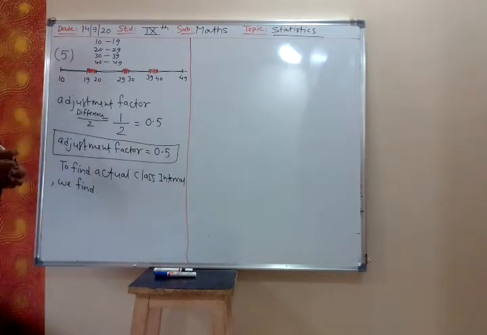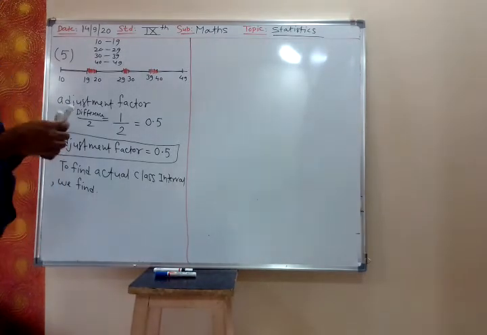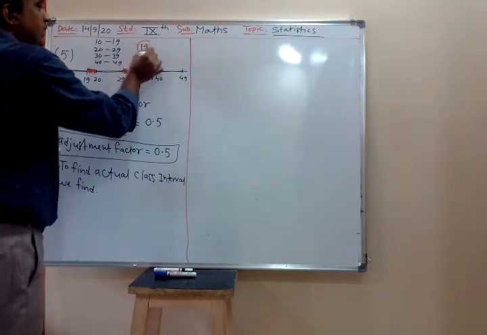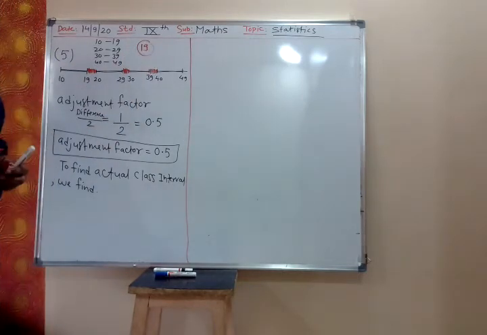Is it clear? Now, why do we make it continuous? For example, if my number is 19, where will you take this number 19? Tell me, where will you take this frequency 19? If my frequency is 19, in which class interval will you take frequency 19?